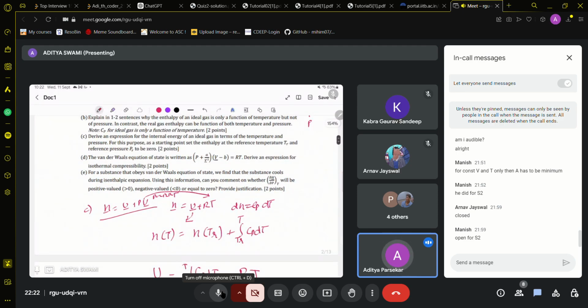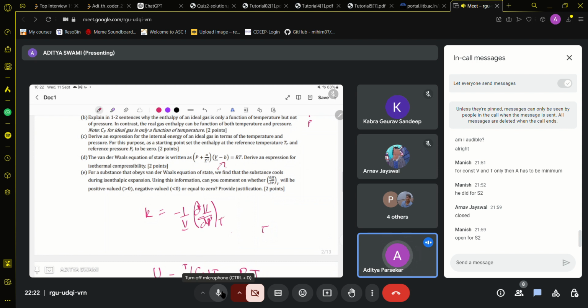I'll not go into much detail for this question because we know that isothermal compressibility, K, is equal to 1 by V bar times dV bar by dP at constant T. So in this equation you hold T constant and you differentiate the entire equation with respect to P, and you'll get an expression for dV by dP at constant T, and you can substitute that in this formula and you'll get an expression for K.